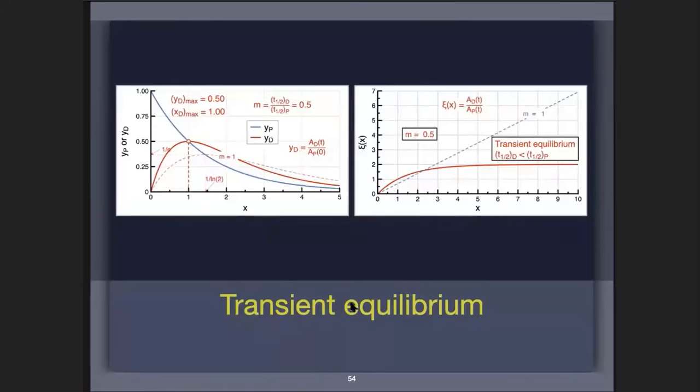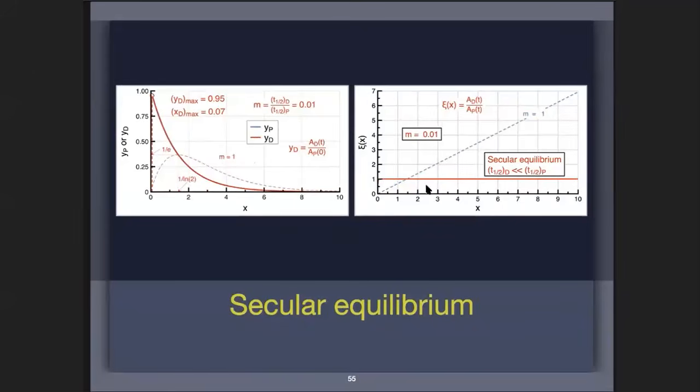So this is a situation where we have transient equilibrium. After the daughter has grown, and now it's decreasing, the activity of the daughter is somewhat related to the activity of the parent. It will decay at a rate proportional to that of the parent. That's the situation we call transient equilibrium. And this happens in general when the half-life of the daughter is less than the half-life of the parent.